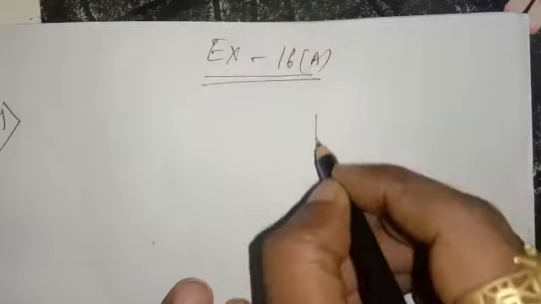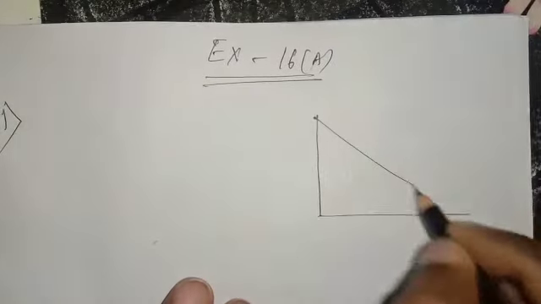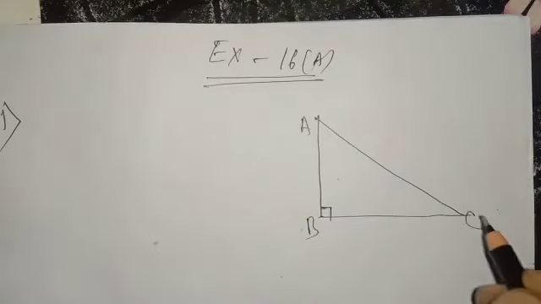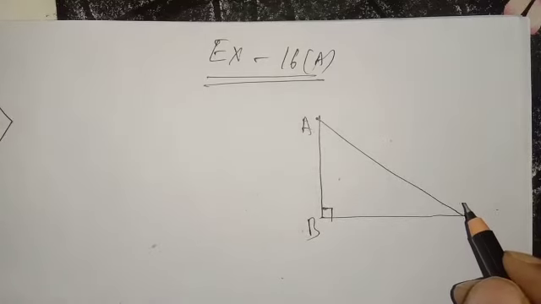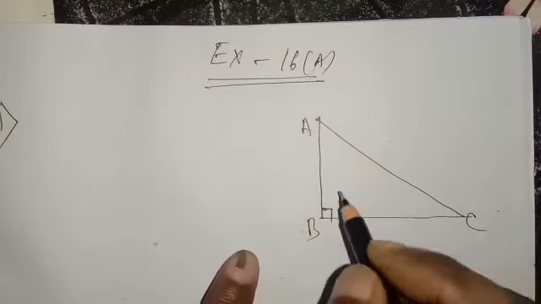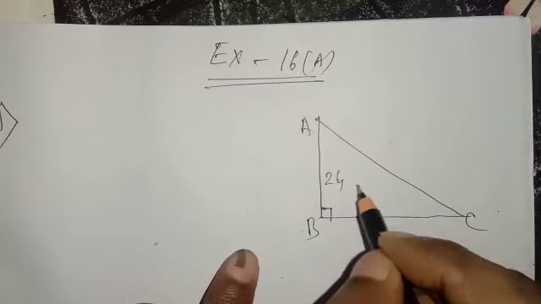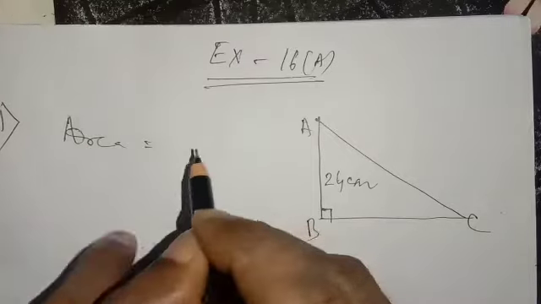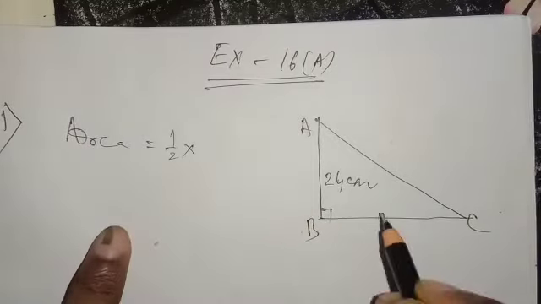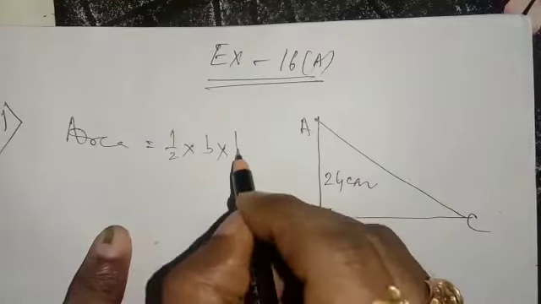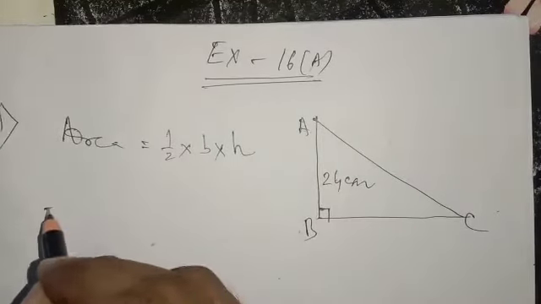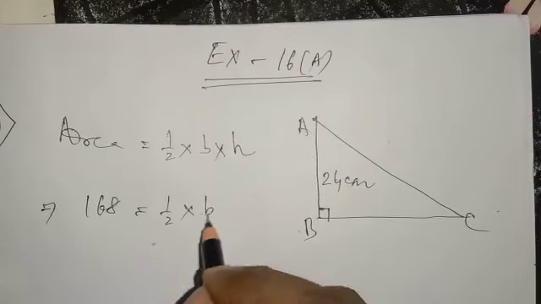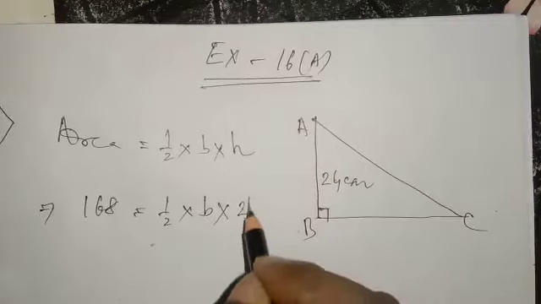First, draw one right angle triangle. This is a right angle triangle. One angle is 90 degree. Suppose the triangle name is ABC. Here area is given and altitude is given. Altitude means perpendicular. This one is given 24 centimeter. Area of triangle formula is half base into height. Height means altitude here. The area given is 168 centimeter square. Half base not given. Height means altitude, given 24.